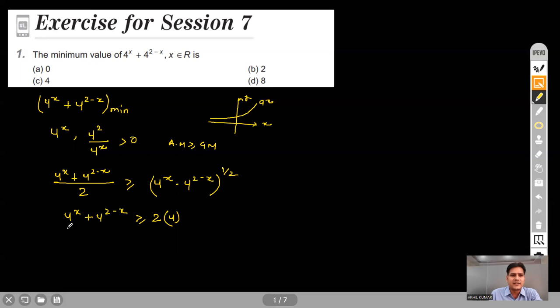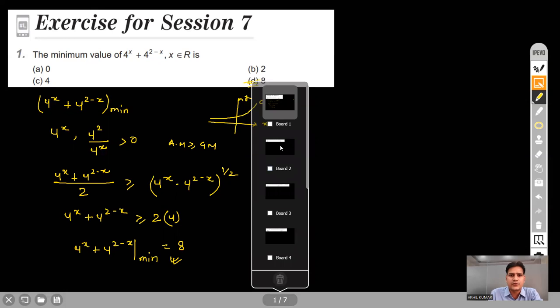So the minimum value of 4 raised to power x plus 4 raised to power 2 minus x should be 8, because this will always be greater than or equal to 8. And we are asked to find the minimum value. So the minimum value for this will be 8. Hope this is clear to all. So option D is correct.